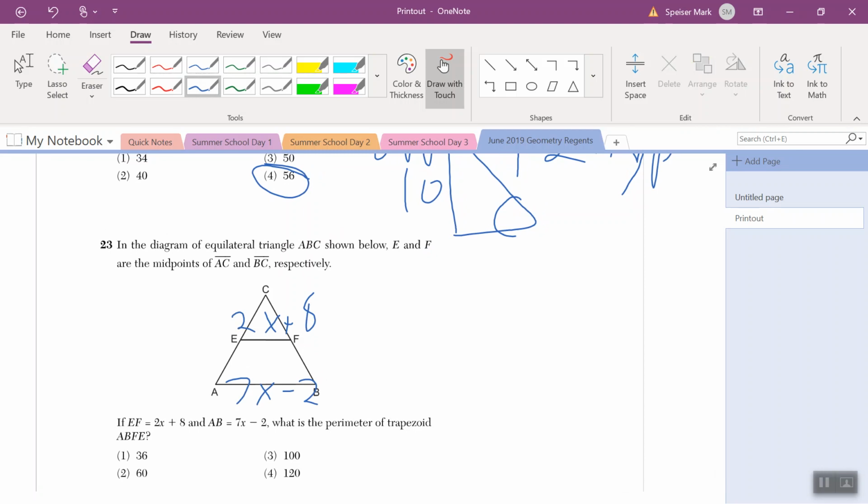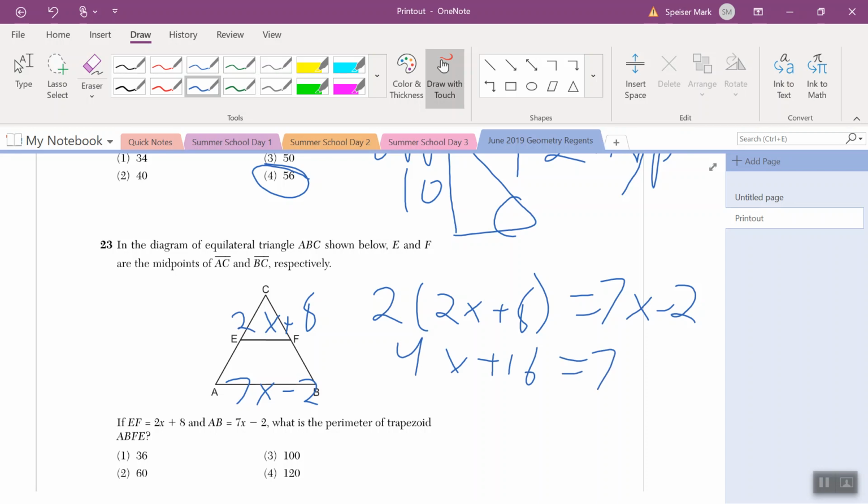So if EF is the midsegment, that means AB is double that. So 2 times 2x plus 8 equals 7x minus 2. Let's solve for x. So 4x plus 16 equals 7x minus 2. Subtract 4x from both sides, get 16 equals 3x minus 2. Add 2 on both sides, get 3x equals 18. And after you divide by 3, x equals 6.